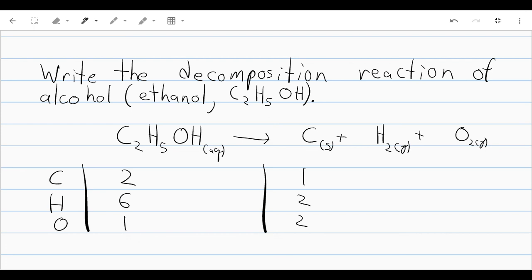Again, what I want to look for here is a mismatch between evens and odds with the hydrogens and oxygens. And again, we see oxygen as the culprit here. You have 1 and 2. Easy to balance out though. Lowest common multiple is 2. That means I'm going to have 2 ethanols involved in this reaction. It also means I need to double everything else.